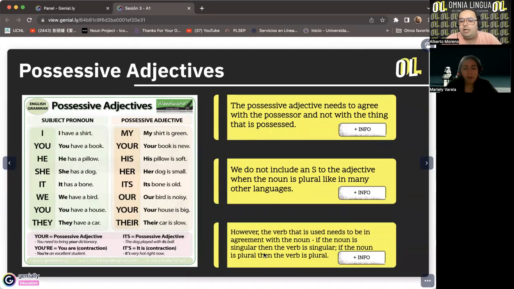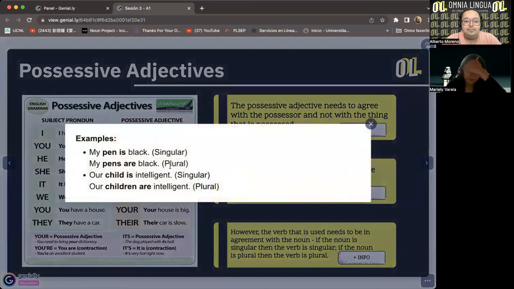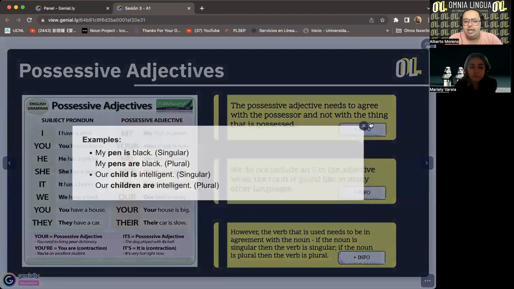If the noun is plural, then the verb is plural. This is important. The possessive adjective does not agree with the thing that is possessed, but the verb does agree. So, my pen is black. If you can see here, pen is singular, so we use the verb in singular. My pants are black because pants is plural, and are is the verb in plural, and so on. Child is, children are. Okay.